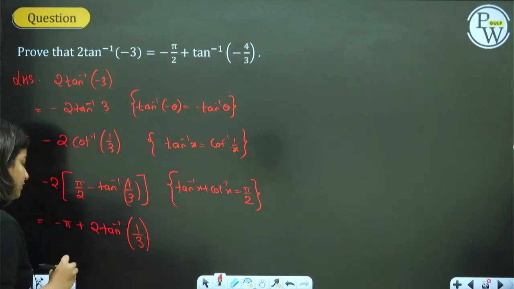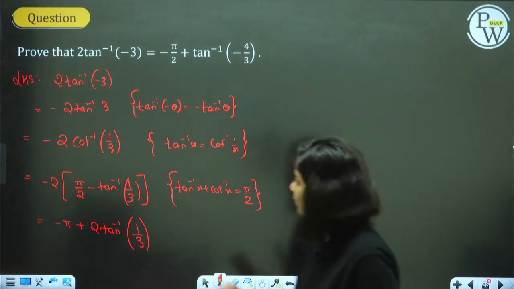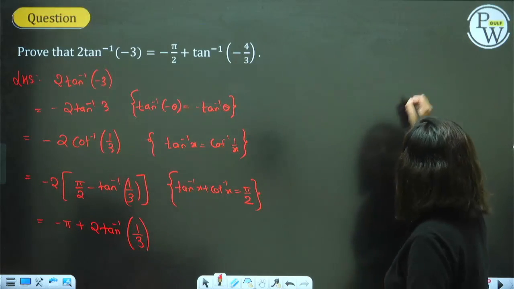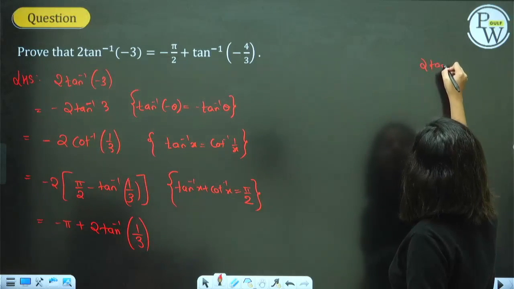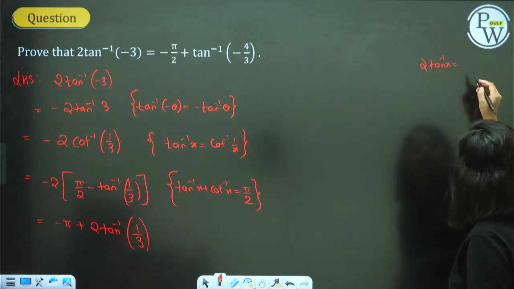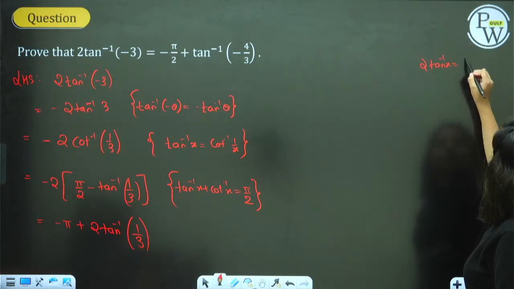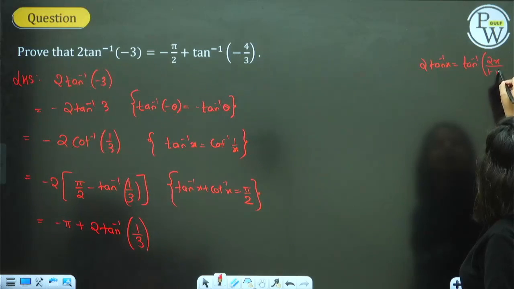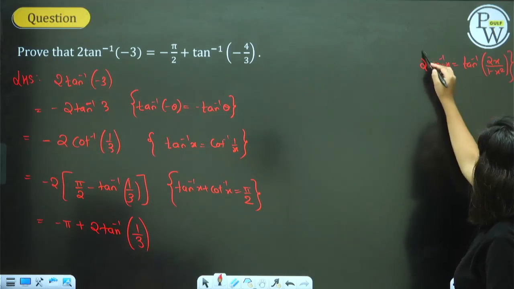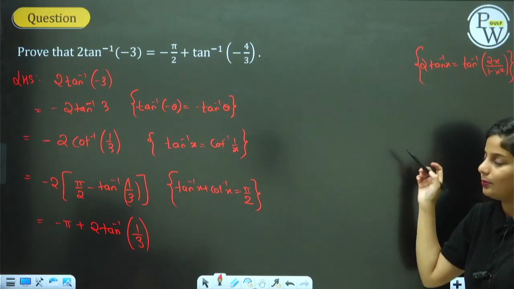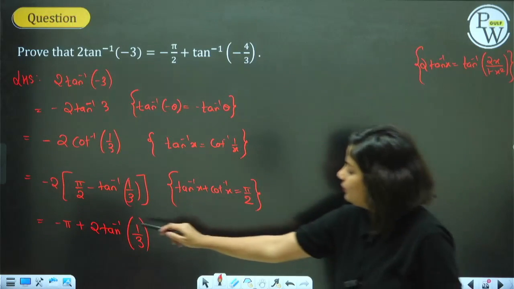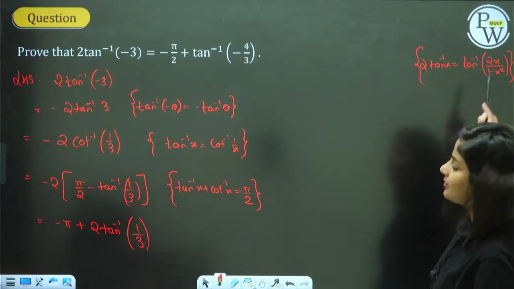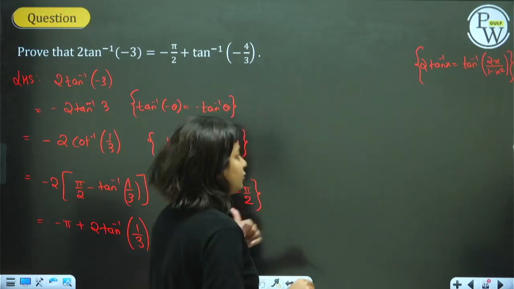Right. So far, correct? No problem. Now recall one more formula from tan inverse. What is 2 times tan inverse of x? It was tan inverse of 2x upon 1 minus x squared. Do you remember? I also corrected the sign in my formula. 2 times tan inverse of x is tan inverse of 2x upon 1 minus x squared. We are going to use that now.